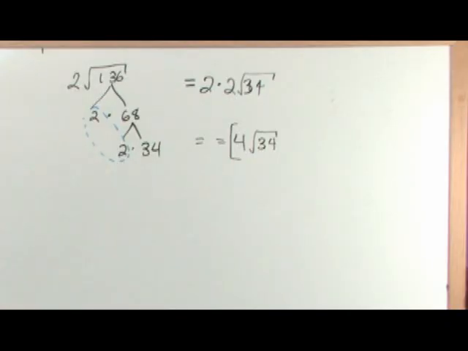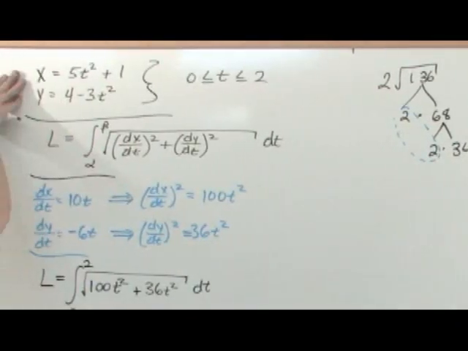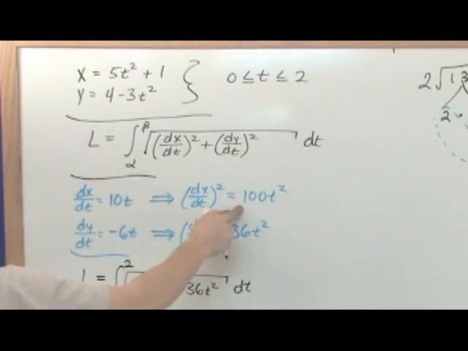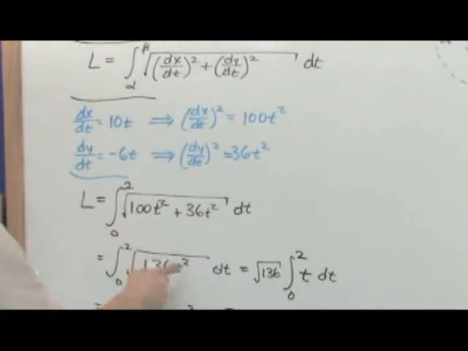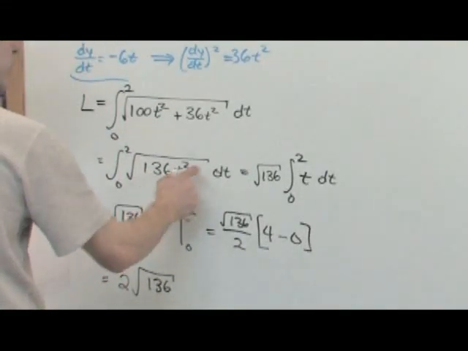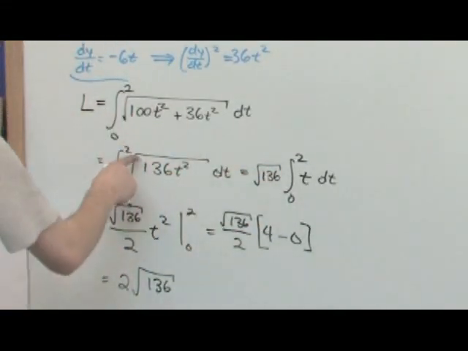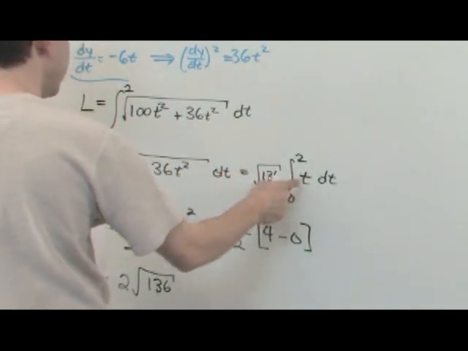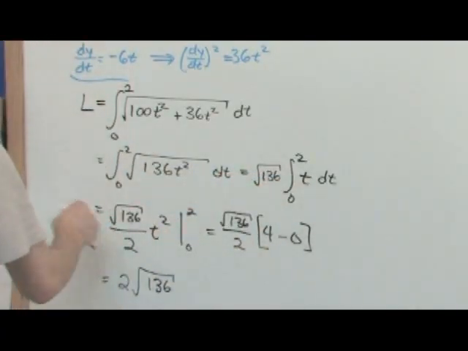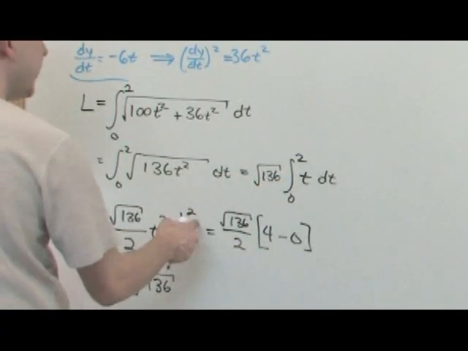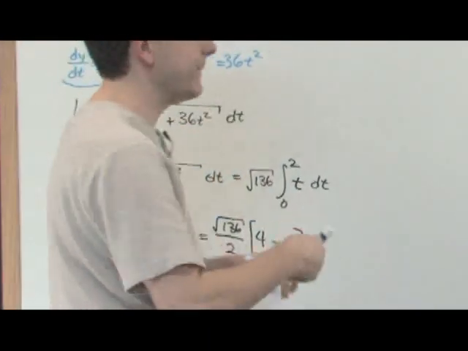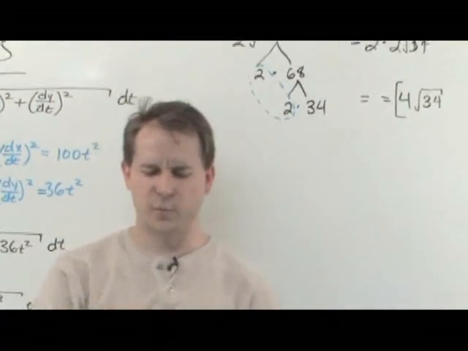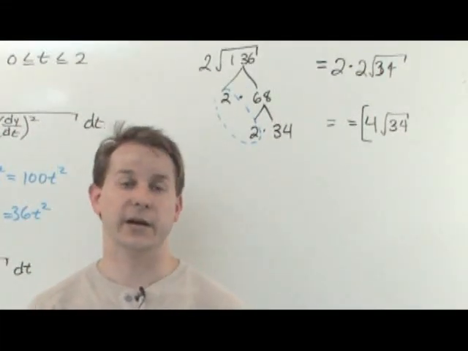So just reviewing the big picture again, here are our parametric equations. We took the derivative of x and squared it. We took the derivative of y and squared it. We put them under the radical. We were able to add them, take the square root, and pull out the square root of 136. The root of t squared just gave us t. Integrated, it became root 136 over 2 times t squared, evaluated from 0 to 2, and it just became a simple matter of simplifying that. So this section dealt with arc length and parametric equations.